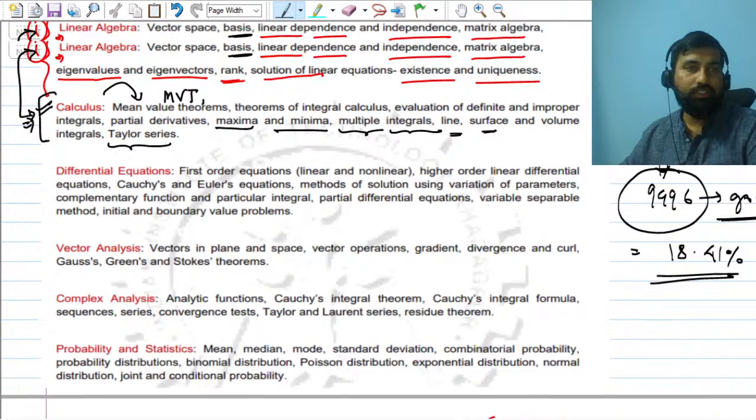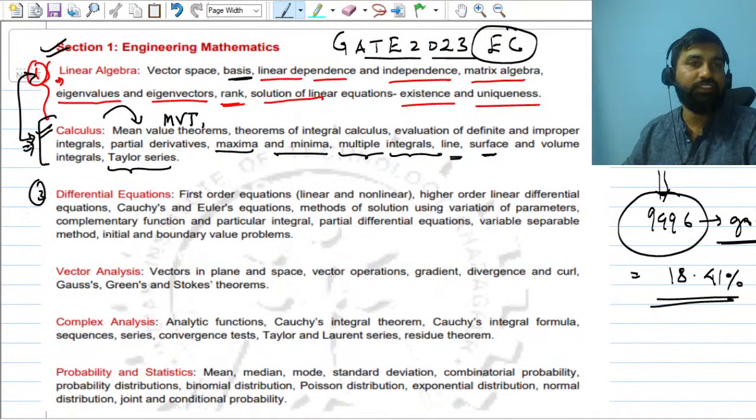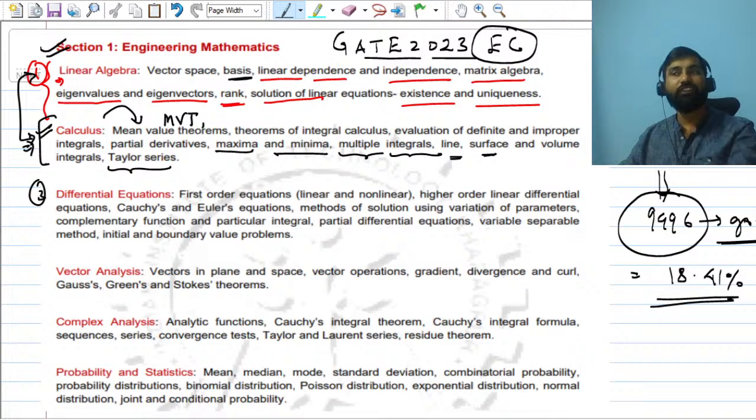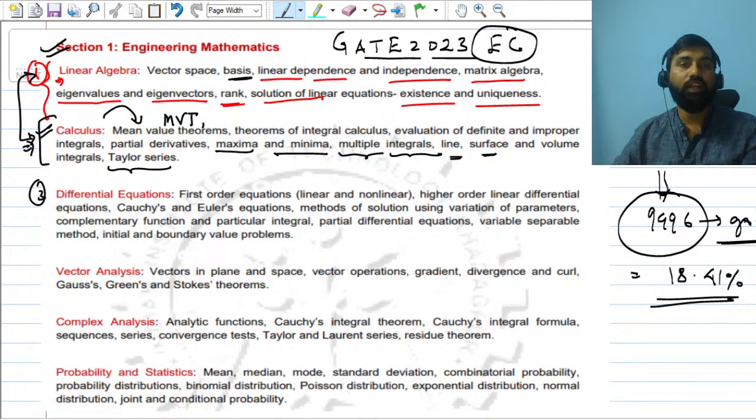Then let me come back and check the next topic, that is differential equation. Here in differential equation, we will talk about degree, first order differential equation, and order. First order ODE, linear and non-linear, so different kinds of differential equations we will talk about. Then higher order differential equations, Cauchy and Euler's equations, method of solution using variation of parameters, and the complementary function CF and PI.